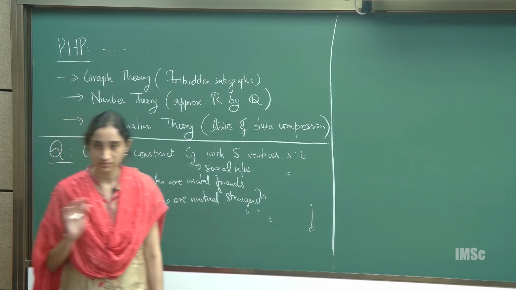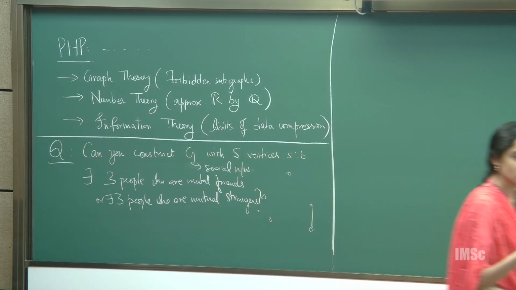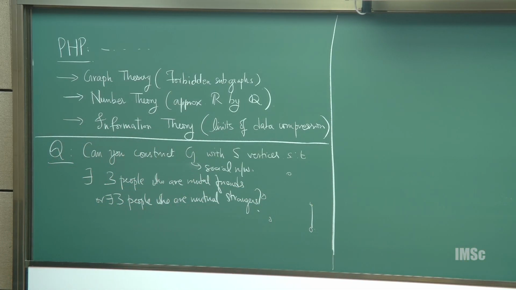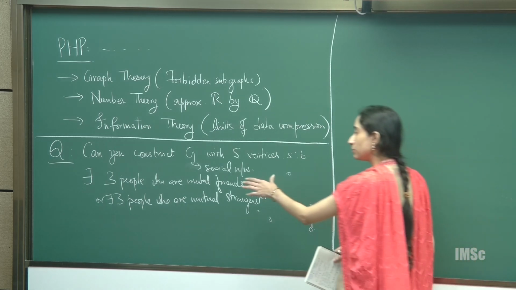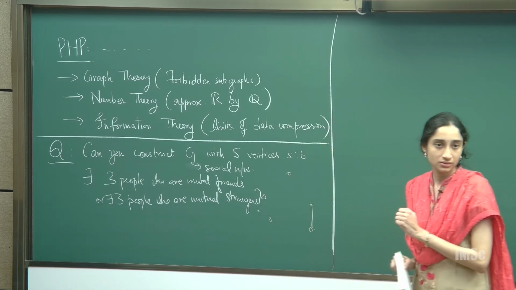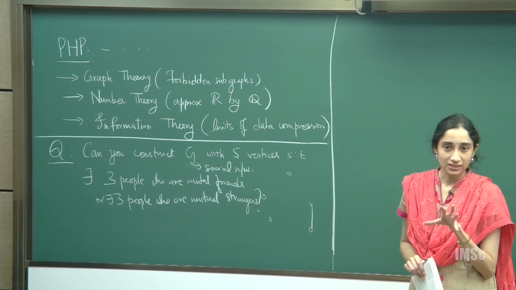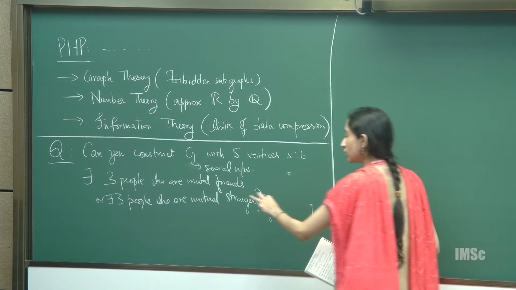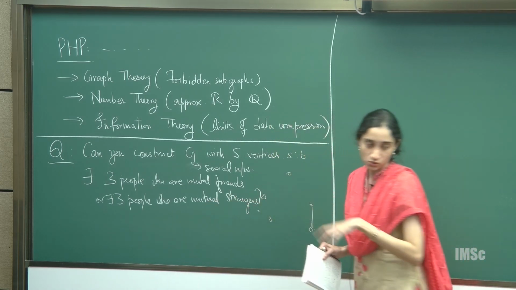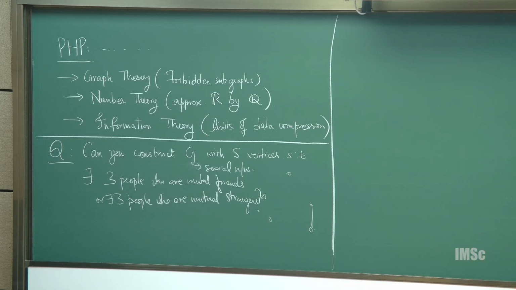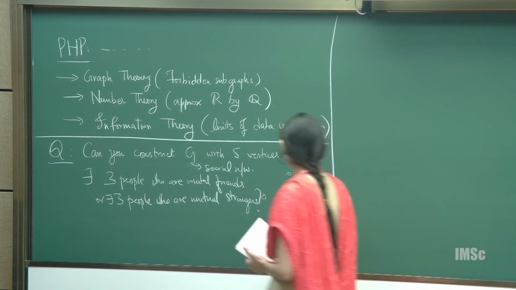Is the question clear? So you have to draw a graph on 5 vertices. The number of vertices is fixed, right? You have to fix the edges. But either there should be 3 people who are mutual friends. What will that mean in the graph? A triangle, right? Or 3 people who are mutual strangers who don't know each other. So what would that mean? An independent set of size 3. So can you construct? You have to fix the edges.